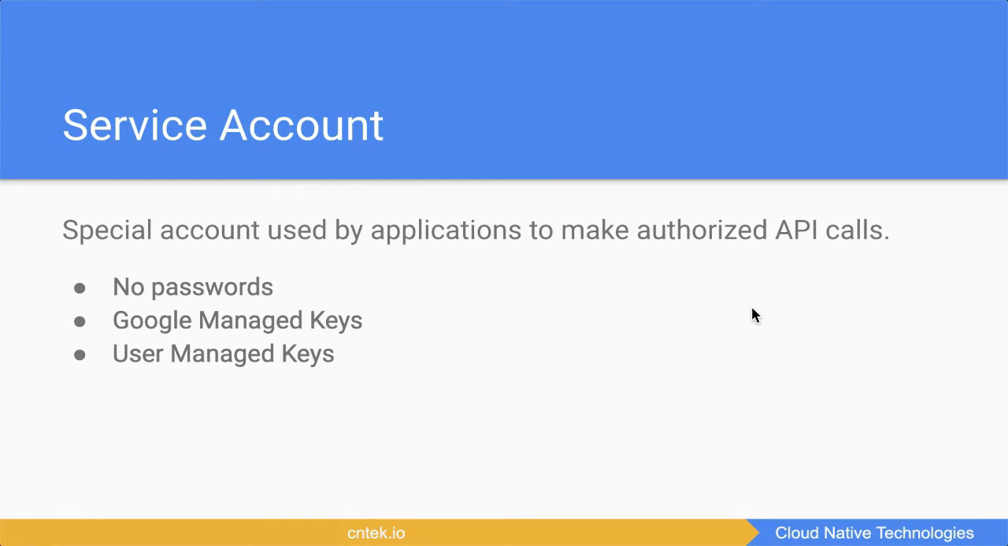The second type is the user managed key. This is required when we have an application which sits outside Google Cloud Platform. So we download the JSON key and then we authenticate the service account using the JSON key. In this session, we'll focus on the Google managed key, where we don't have to manage the key, and we'll see why it's more secure in that way.